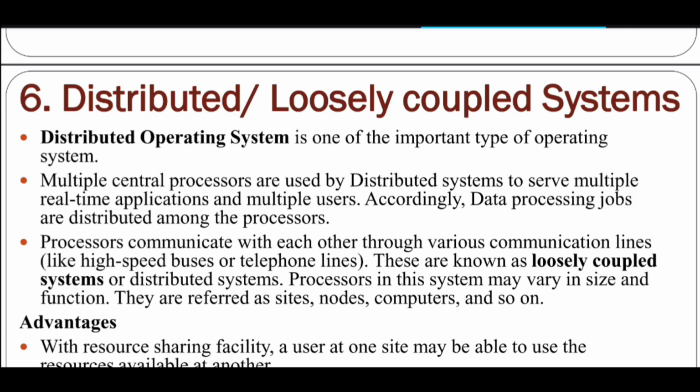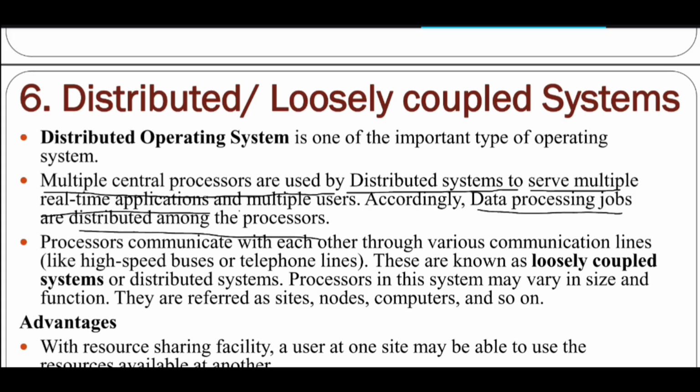Distributed operating system is one of the important types of operating system. Multiple central processors are used by distributed systems. What does it mean? Multiple processors are distributed to solve multiple real-time applications. Multiple central processors work on multiple real-time applications, on multiple data and multiple respondents, with data processing jobs distributed among the processors.